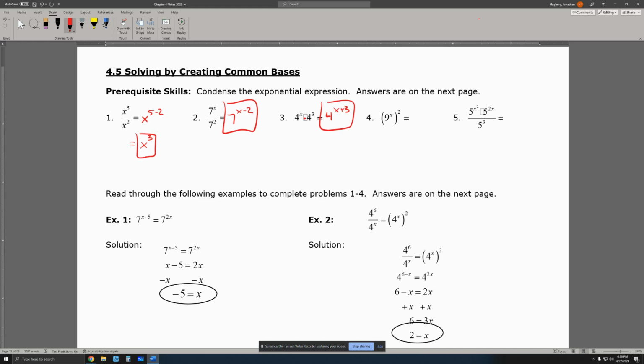And then number four, we have our power rule. We're raising a power to a power. And when we do that, we multiply those two powers together. So this is 9 to the x times 2, or 9 to the 2x.